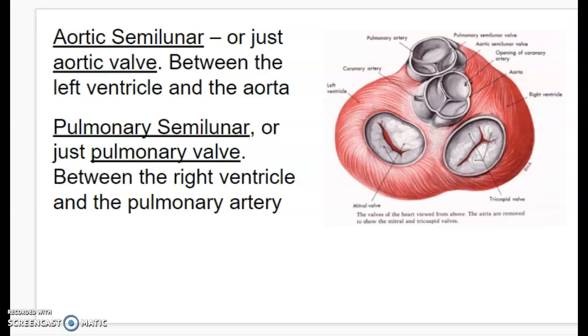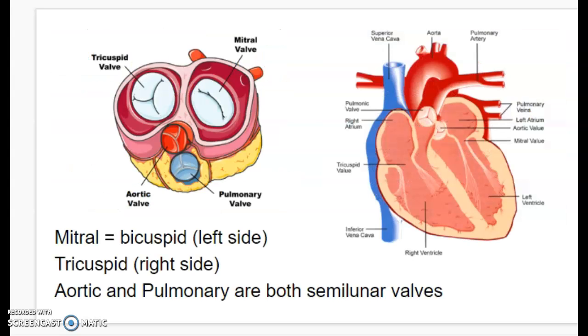You also have a valve between the left ventricle and the aorta, and I'll be showing you again on this box diagram shortly. That's called your aortic semilunar valve, or your aortic valve, because it will not allow blood to go back into your left ventricle from your aorta. And then you have a pulmonary valve, and this will not allow blood to go back into your right ventricle, so it stays in the pulmonary artery. Like I said, the bicuspid is on the left side, the tricuspid is on the right side, and then you have both your semilunar valves.